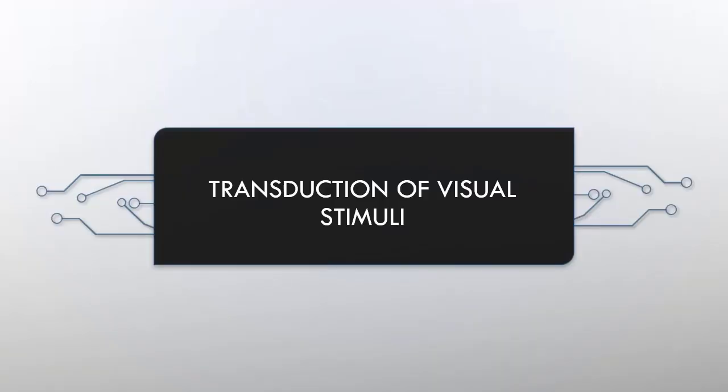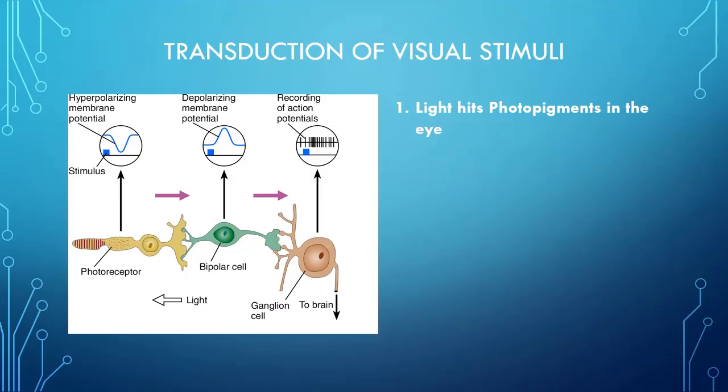Okay, so how do we transduce a visual stimulus? Now we kind of know all the players. What happens? So when light comes in, and remember it's coming in from out here, you can see the direction passing back here, it hits photopigments in the eye. Okay? So what happens when it hits these photopigments is that there's a chemical reaction here.